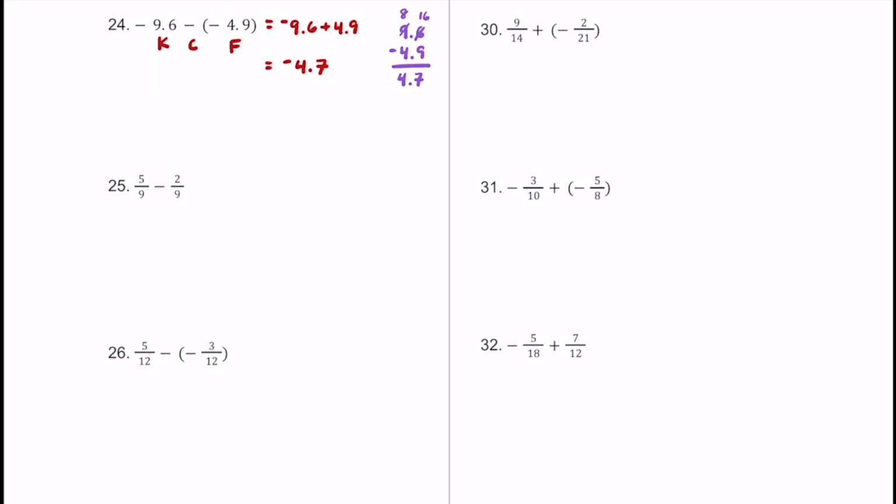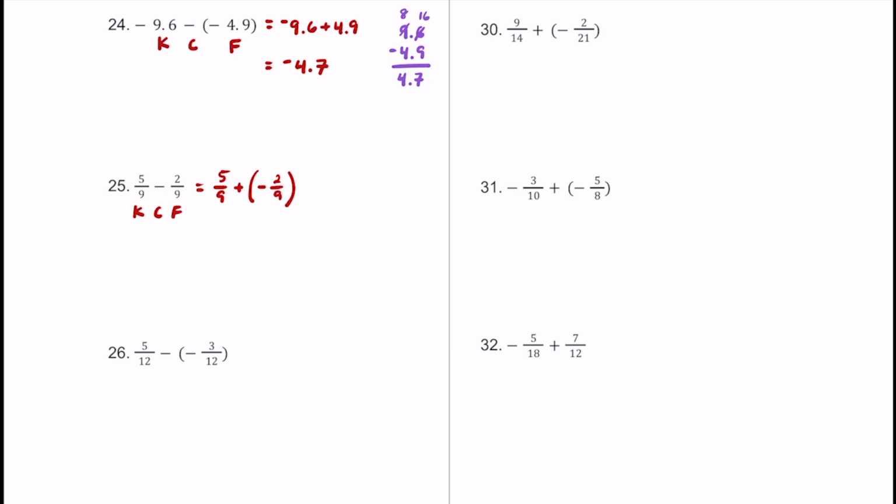For number 25 here, we are dealing with some fractions, and they do have common denominators here, which is really nice. Even though we could just subtract here, we really want to just practice turning all subtraction problems into addition problems. So if we keep this, we're going to have 5 over 9, and then we're going to add, and then this is going to be a negative 2 over 9. Okay, so that's what that same thing is going to be as an addition problem.